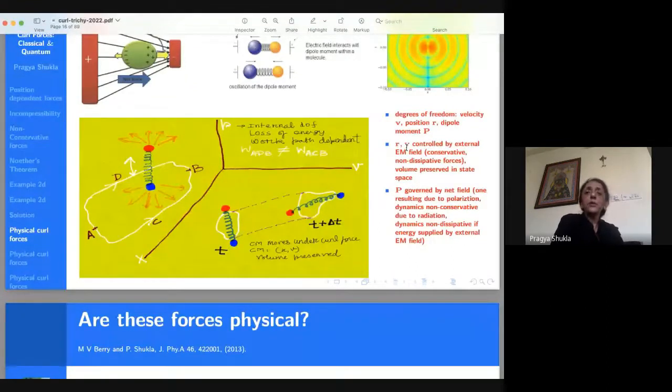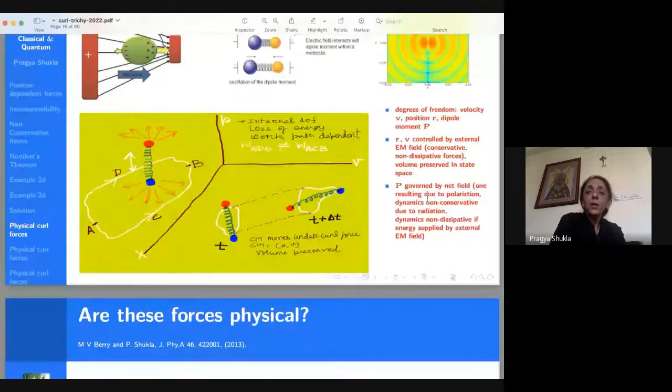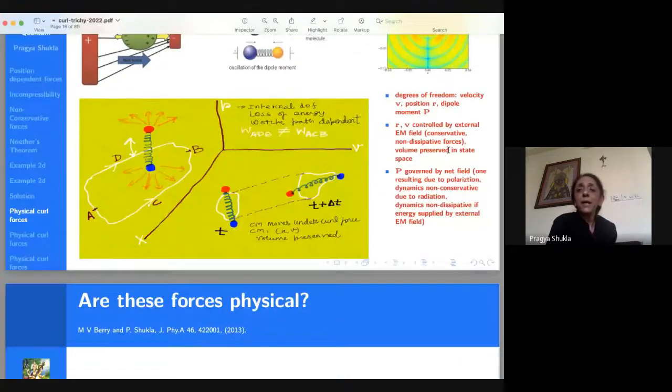Because we are talking about the center of mass of this dipole, the center of mass motion is controlled by the external electric field. And because these are Hamiltonian conservative forces, non-dissipative forces, volume is preserved in state space, and work done around a cycle is also zero. However, the third degree of freedom, that is the dipole moment p, is governed not only by the external fields, but by the net field.